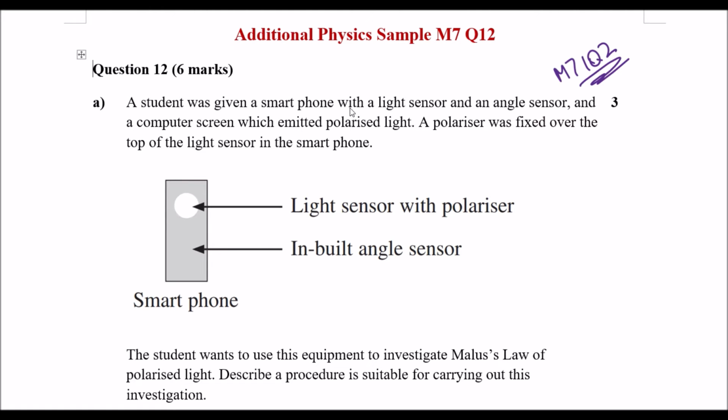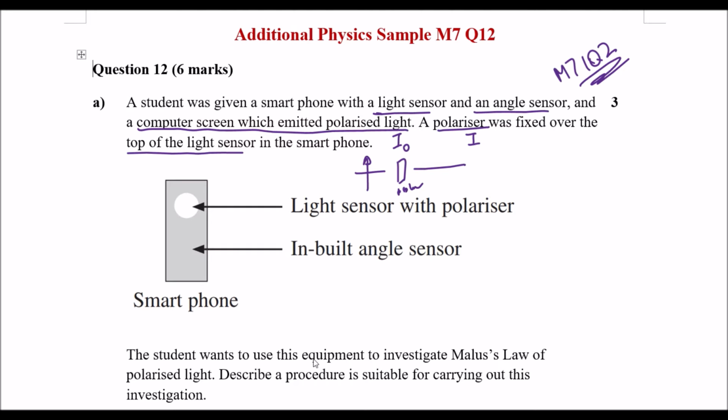A student was given a smartphone with a light sensor and an angle sensor in it, and a computer screen which emitted polarized light. So we're going to call this I0. A polarizer was fixed over the top of the light sensor on the smartphone. So we have another source of light that comes through at the end. What we know is if we have polarized light, so light that is going in one particular orientation, if we have another polarizer after that, we could potentially prevent any light coming through.